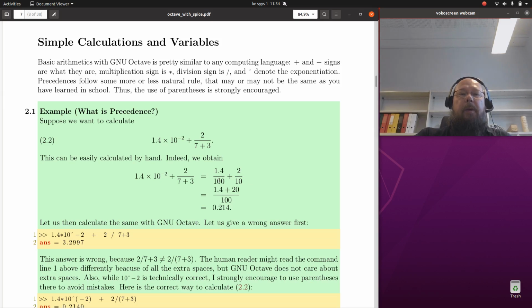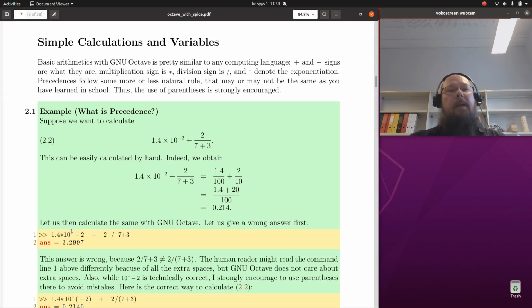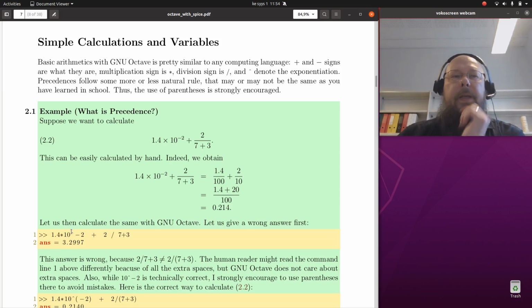Then we have 100 downstairs on both of these, so this is 1.4 plus 20 over 100, something like this. And this is easy to calculate, so as a decimal, it's 0.214. Okay, that's kind of obvious, and those calculations are not the point. The point is, let's see what Octave would say about this.